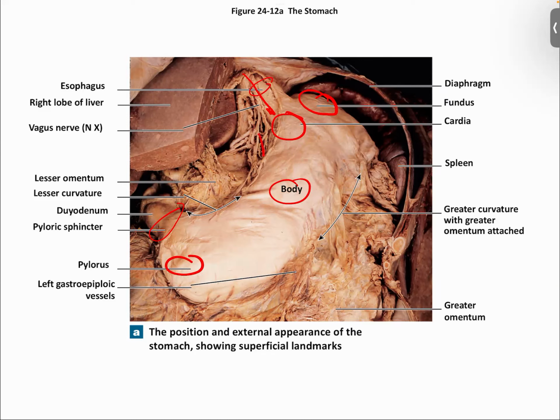So your lesser curve is going to be this inner curve there. And then the greater curve is the outer portion of the stomach. That's the greater curvature.